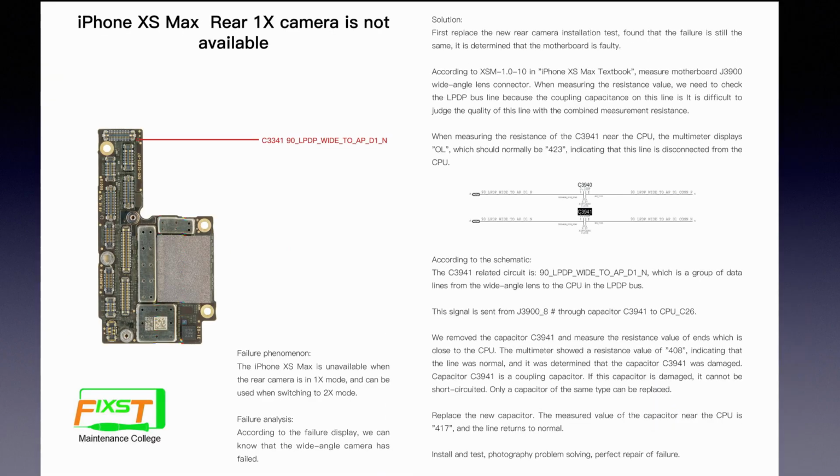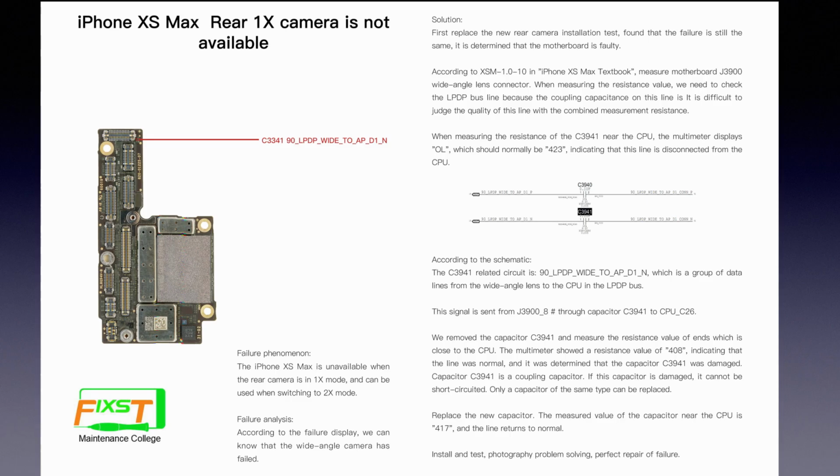Okay, showing you the iPhone XS Max. The back camera 1X is not available. On this mobile phone, the back camera in 1X mode cannot be used, but if you change to 2X mode, it can be used. According to the file display, we know that the problem is with the wide angle camera. So we do the same. First we change the back camera, and after that it still doesn't work. It means that this problem is in the motherboard.